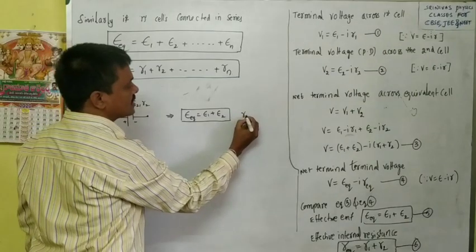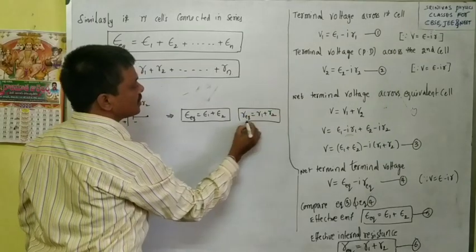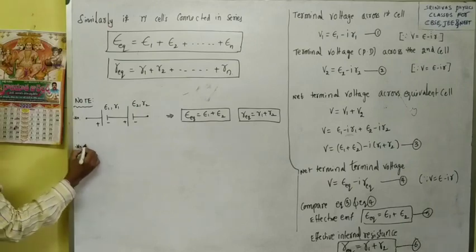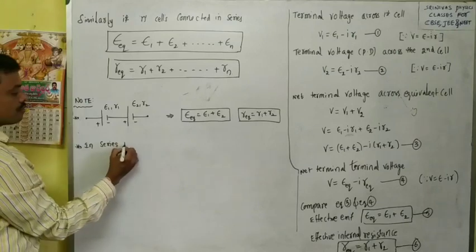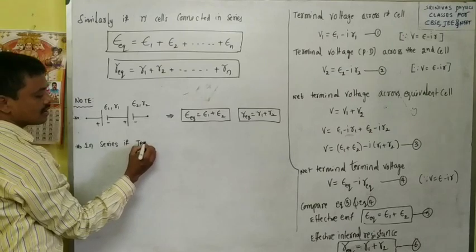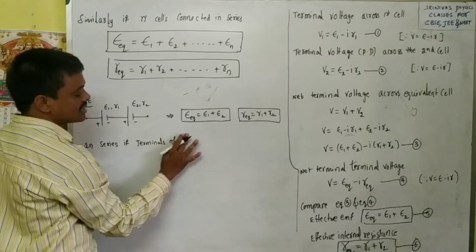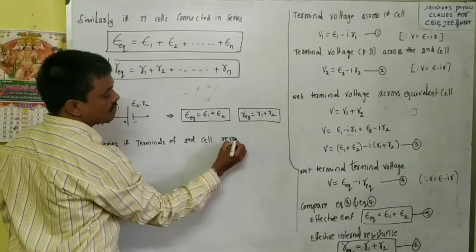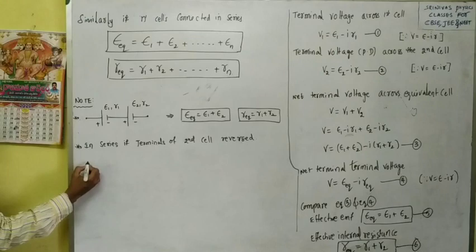And effective internal resistance is what? R1 plus R2. But in the same series, if you connect the second cell wrongly, if the polarity or terminals of the second cell are reversed, then what happens? What is the effective EMF? Just like this it is there.